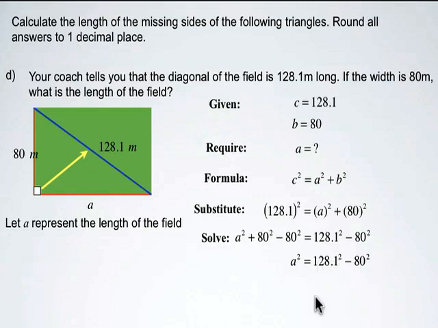and this is going to save us a lot of steps and errors on our calculator. So we have to take the square root of 128.1 squared minus 80 squared. And so I'll show you how to do this on your calculator.